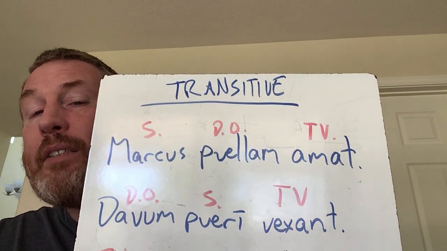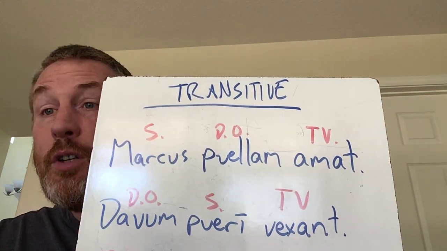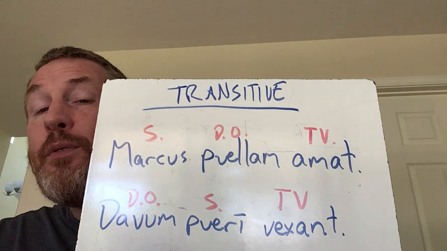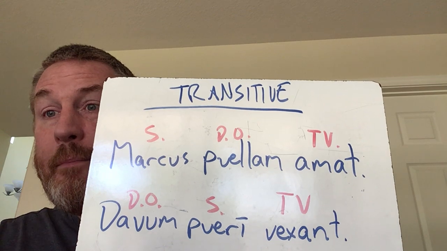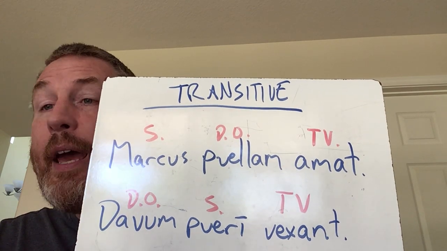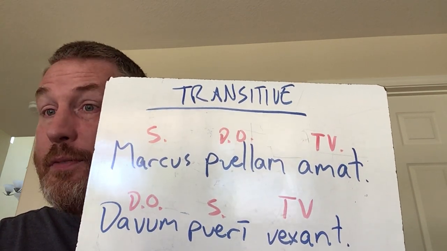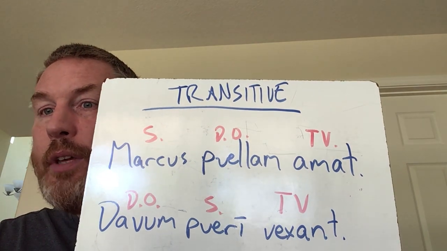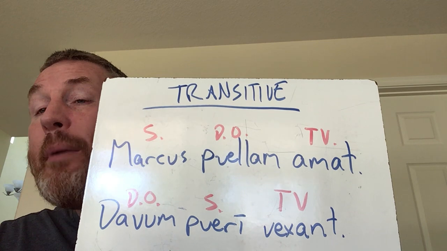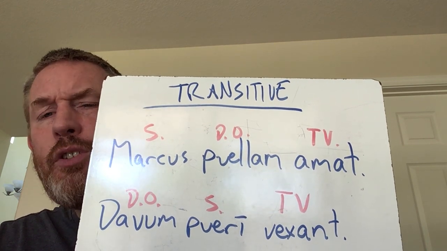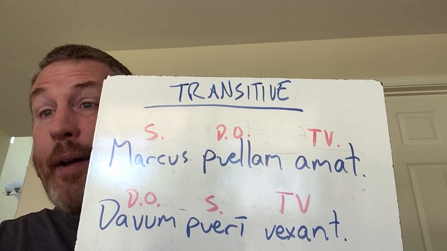So here's the next one. Davum pueri vexant. Find your verb first, and you'll see that the verb is vexant. Now, can you bother a nun or a puppy? Exactly. Yes, you can. So it is a transitive verb. Now I need to look for a direct object and a subject. I know that my subject is plural, so I'm going to look around for plural endings, and I see pueri.